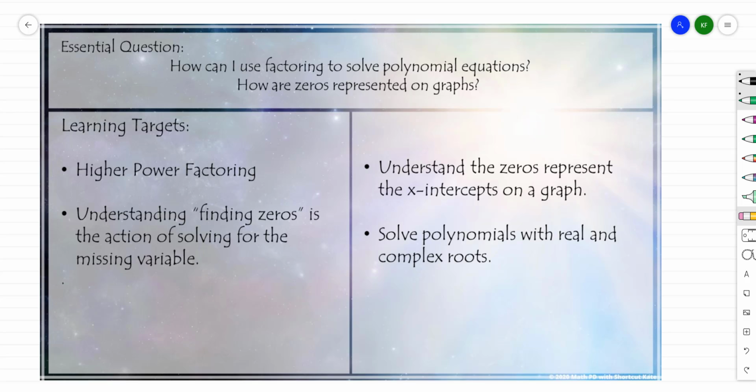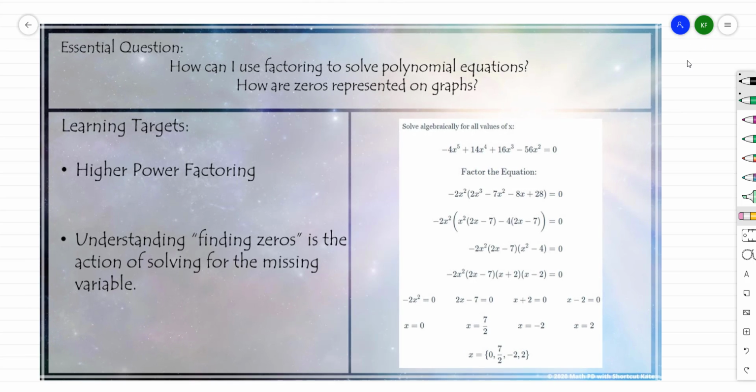And then how are zeros represented on graphs? So you have 4 learning targets today. You need to be able to factor higher power polynomials. You need to understand that finding zeros is the same action as solving for the missing variable. So zeros, big word. Understand the zeros represent x-intercepts on a graph. And then solve polynomials with real and also complex.